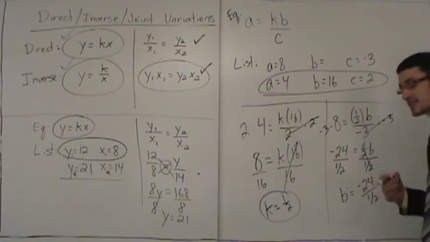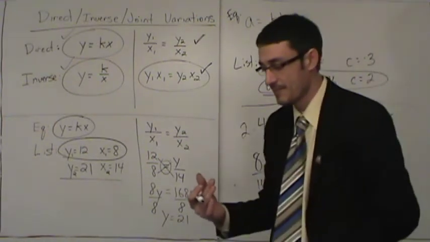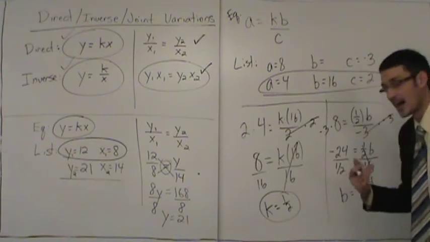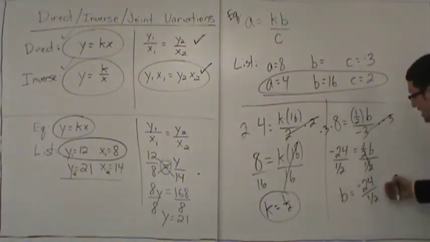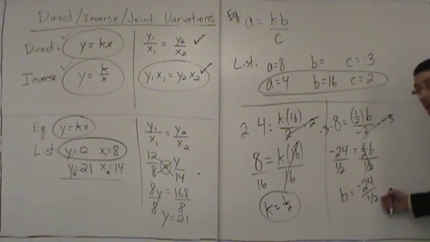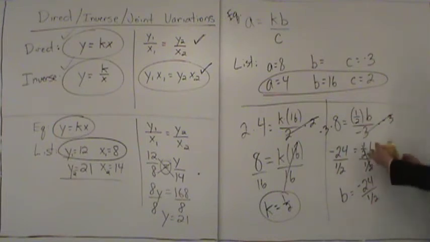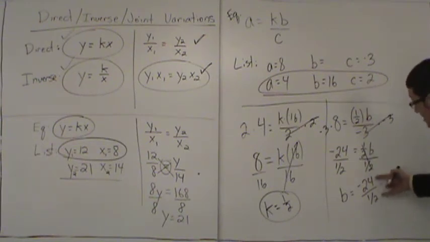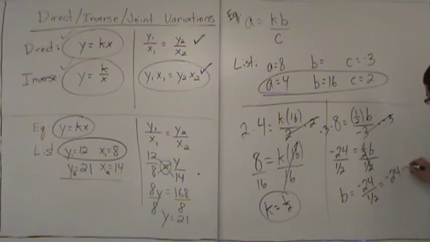My question is, what is negative 24 divided by a half? I get a lot of answers of 12, and this is not 12. Dividing by a half is going to make it bigger. It's going to be bigger than 24, okay? So let me write this way. You're going to see this a lot in this class. Negative 24 divided by a half. Do you agree?